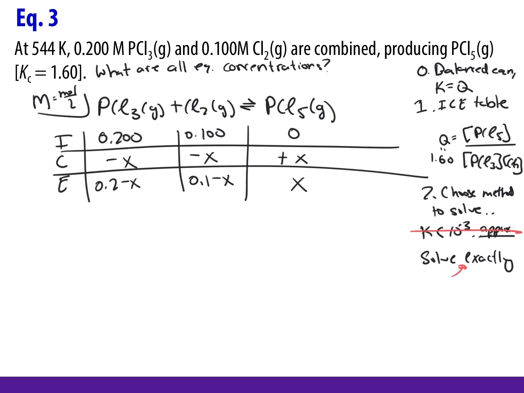For solving exactly, you've got 3 choices that will generally work. One is sometimes there's an algebra trick, like you can just take the square root of both sides or something like that. Number 2 is going to be the quadratic equation.